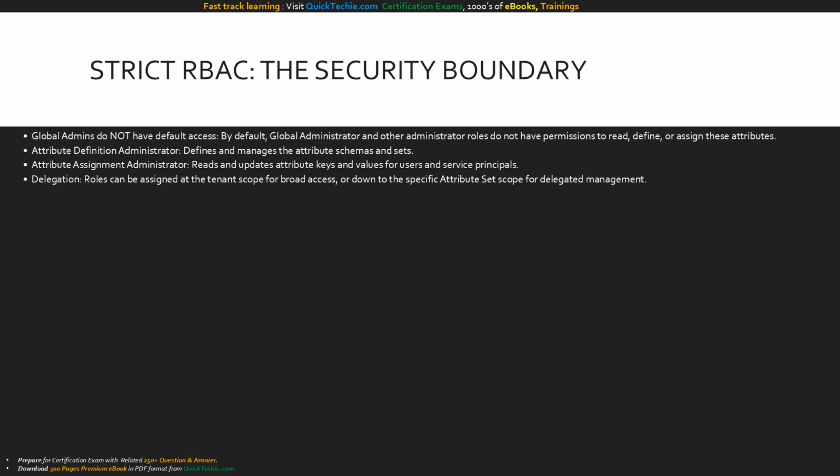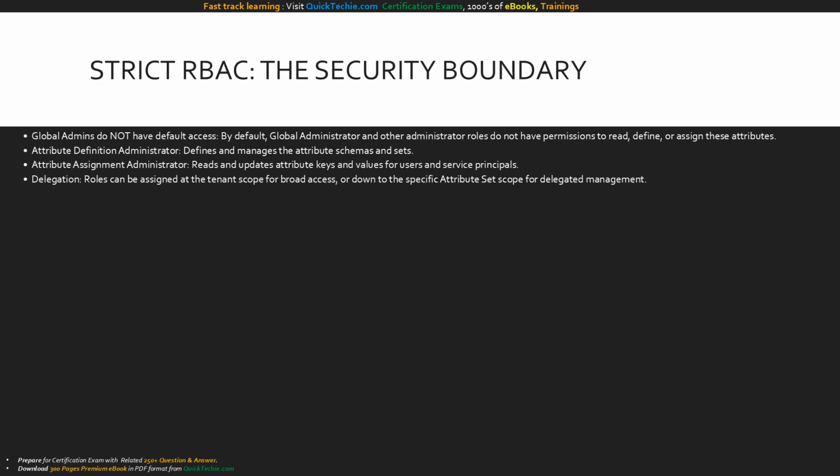To manage these, you must explicitly assign specific roles. The Attribute Definition Administrator manages all aspects of the attribute sets and definitions. The Attribute Assignment Administrator is the role that actually assigns the values to users and applications. Furthermore, you have flexibility in scope. You can assign these roles at the entire tenant scope, or, following the principle of least privilege, delegate management by assigning them only at a specific attribute set scope. This ensures that an HR admin only manages HR attributes and an IT admin only manages IT attributes.